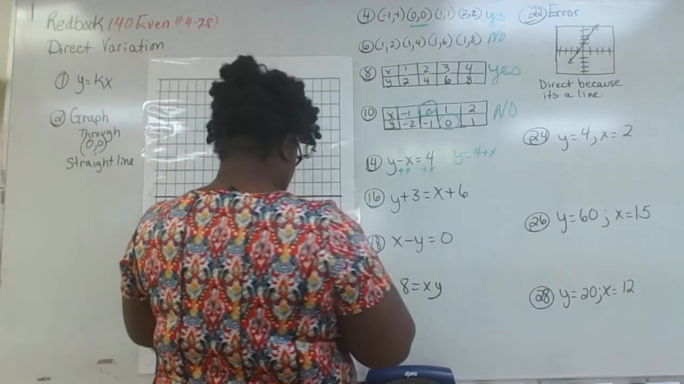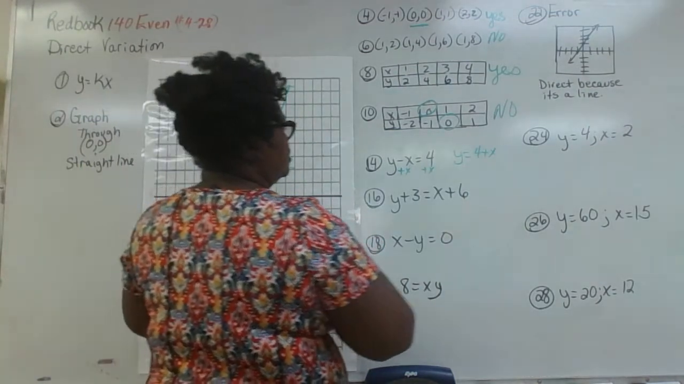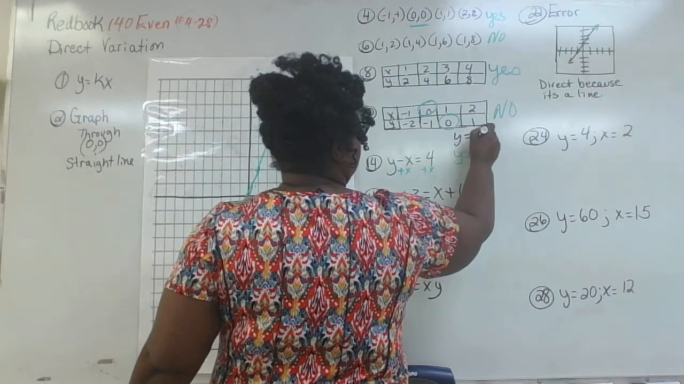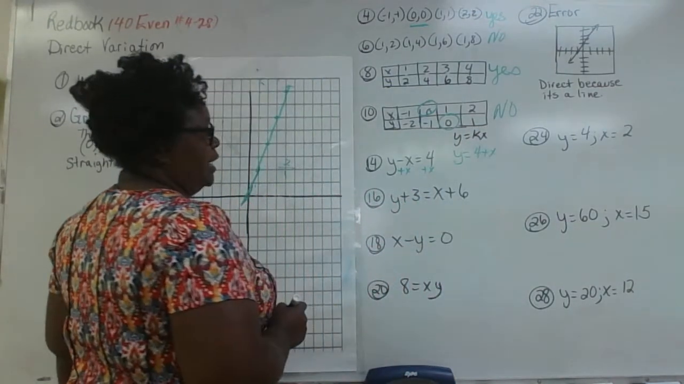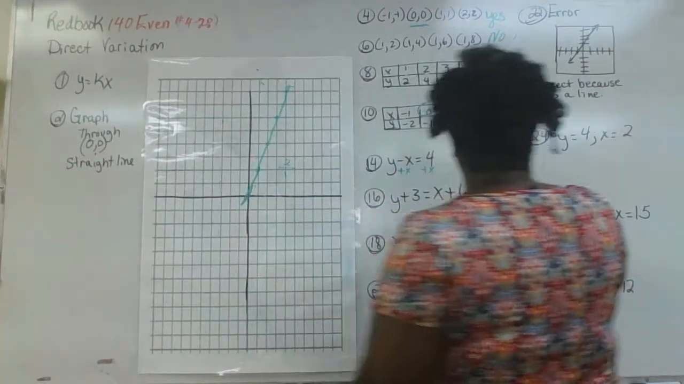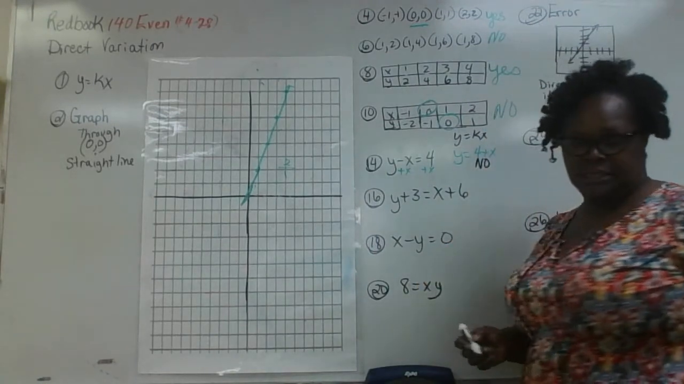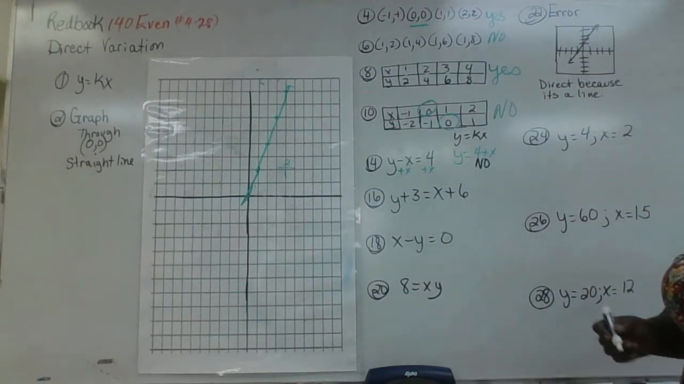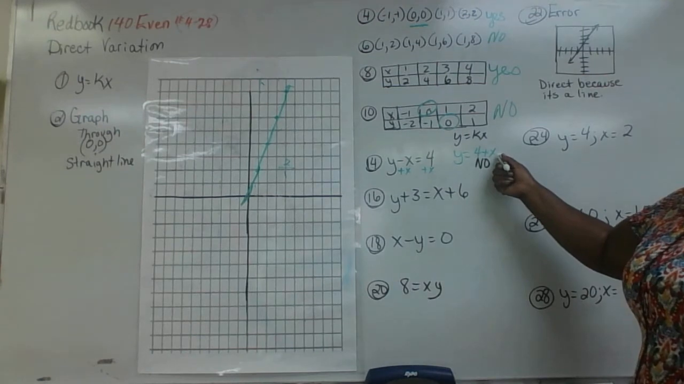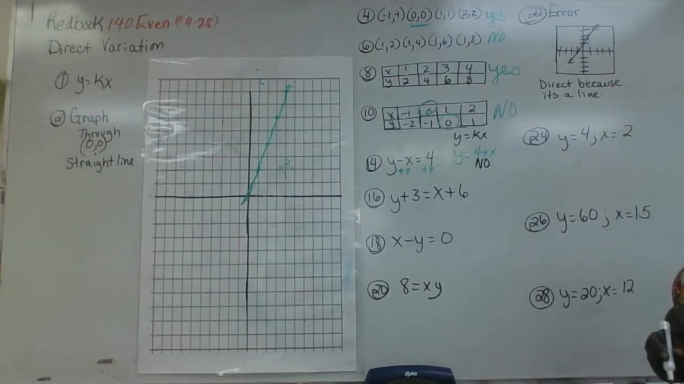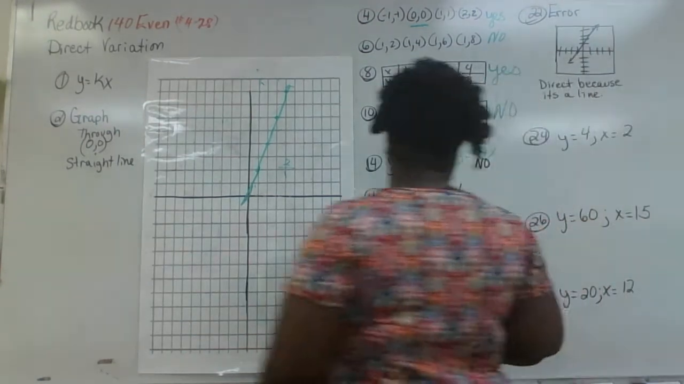Does this match y equals kx? The answer is no. So number 14, the answer will be no. It is not a direct variation form. The equation does not have a direct variation form.